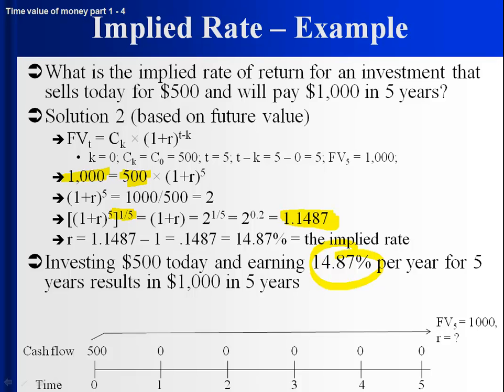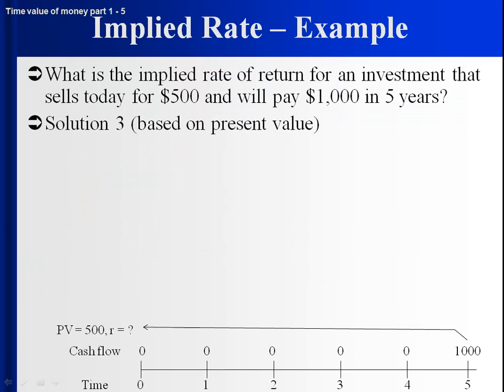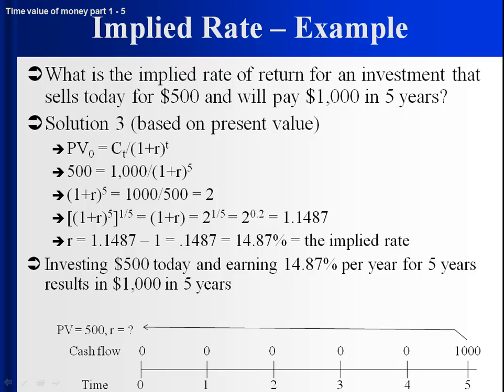And again, here it was set up as 500 times (1 plus r) to the 5th. Invest 500. What's r for 5 years to get you to 1,000? It looks very similar if you have 1,000 and you want to find the r that you discount for 5 years to get to 500, and you wind up with 1.1487, leading you to 14.87%.